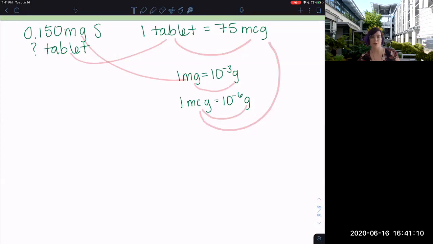So let's follow this crazy looking thing. If we start with milligram, we can go to gram. Gram takes us to gram. Gram takes us to microgram. Microgram takes us to tablet, and tablet is what I want. Look at that. I connected everything. I solved the mystery. Now let's put it together.